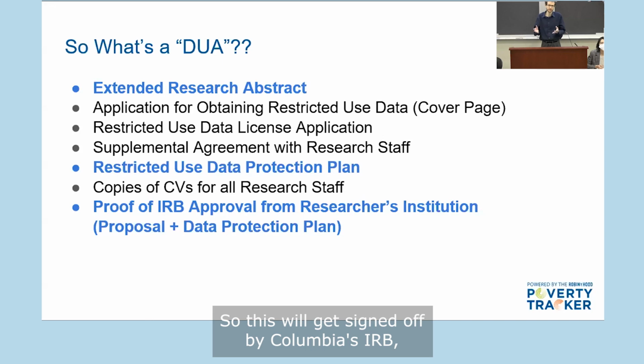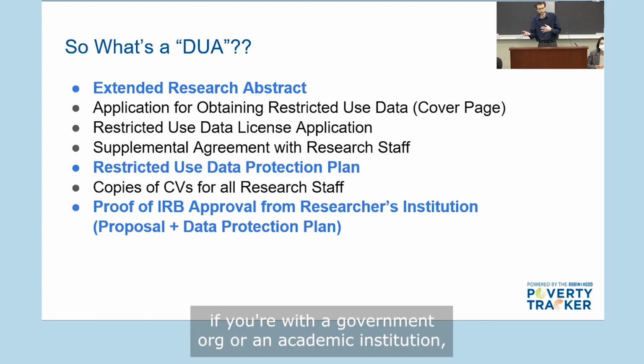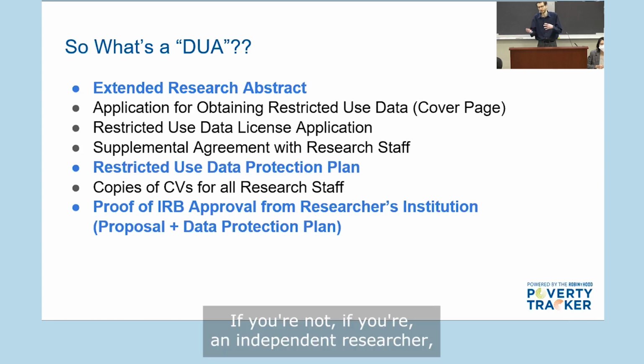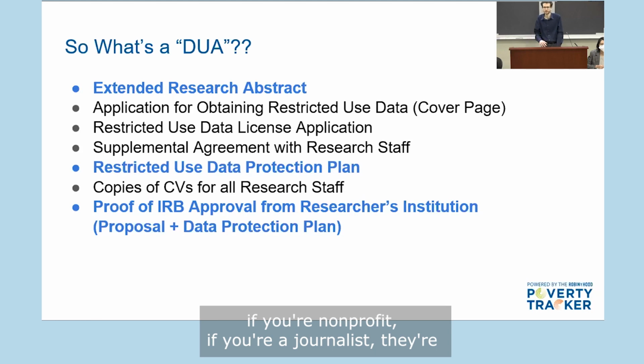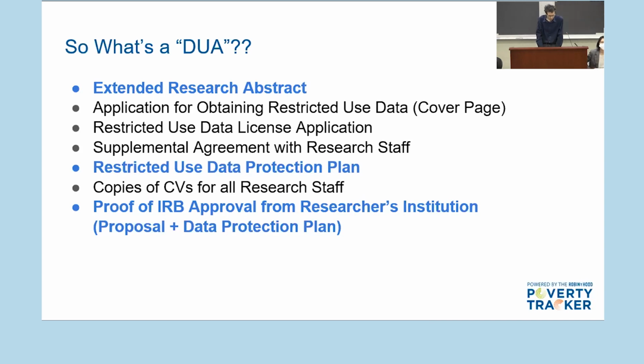So this will get signed off by Columbia's IRB, but you'd also need another IRB to approve it. If you're with a government organization or with an academic institution, you might have an IRB you could go to. If you're an independent researcher, if you're a nonprofit, if you're a journalist, there are also independent external IRB-like organizations that you could use.